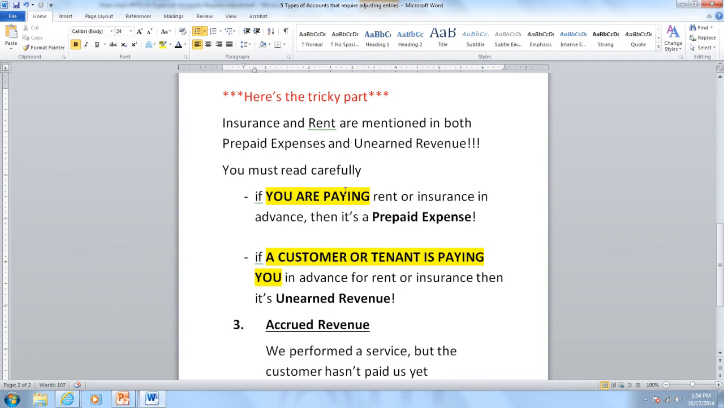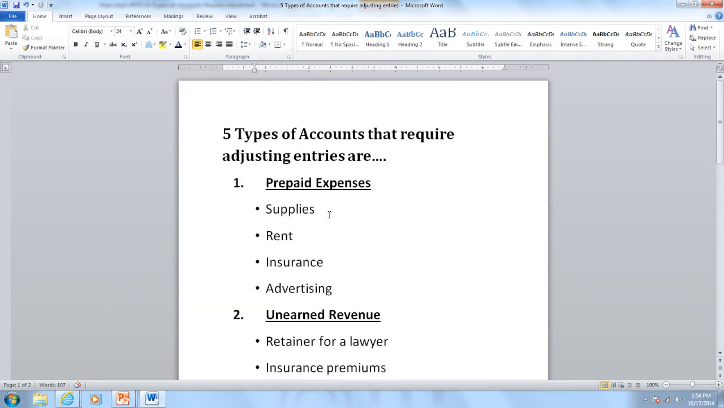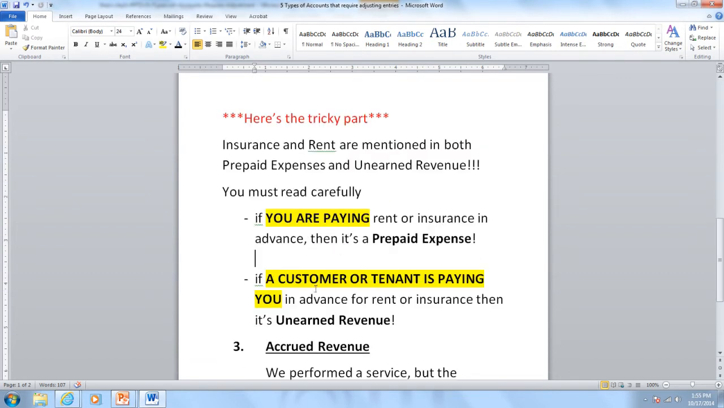If you are the person paying the rent or the insurance in advance, then it's going to be treated as a prepaid expense adjustment, this first one that we talked about. If a customer or a tenant is paying you in advance for rent or insurance, then it's considered unearned revenue. So again, if we as the company are paying in advance, it's a prepaid expense. If a customer or a tenant is paying us in advance, then it's considered unearned revenue. If you can get those two straight, the rest should be pretty easy.